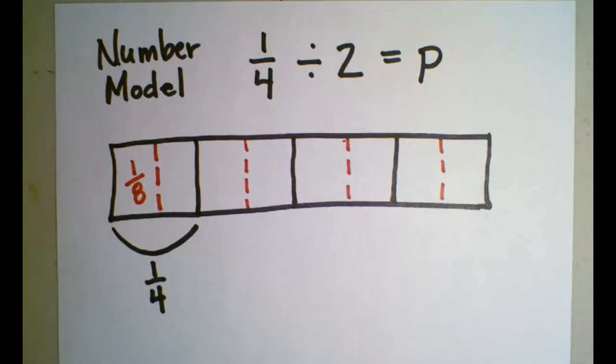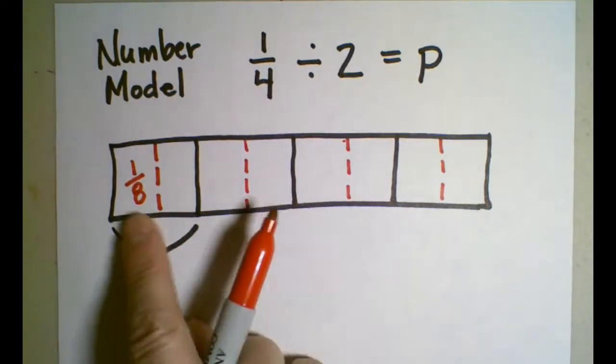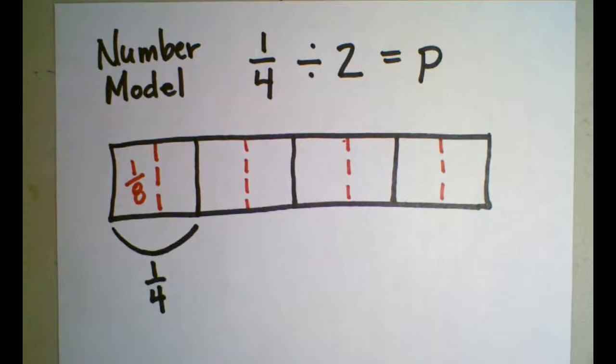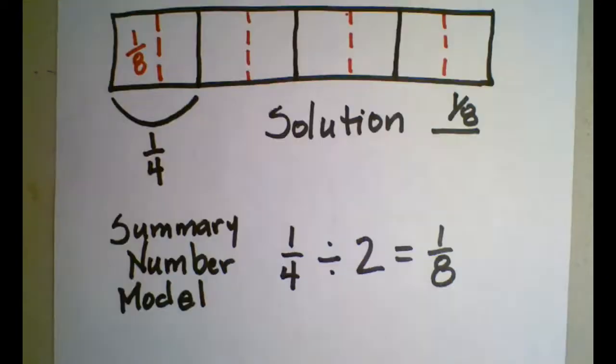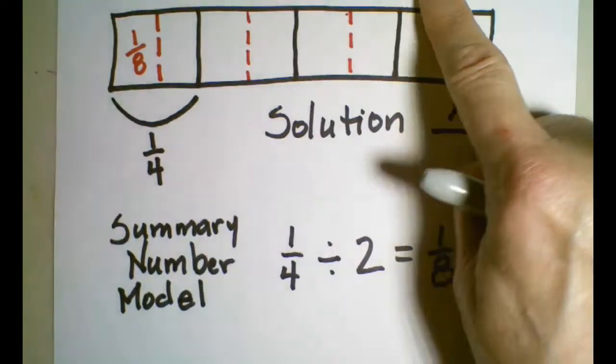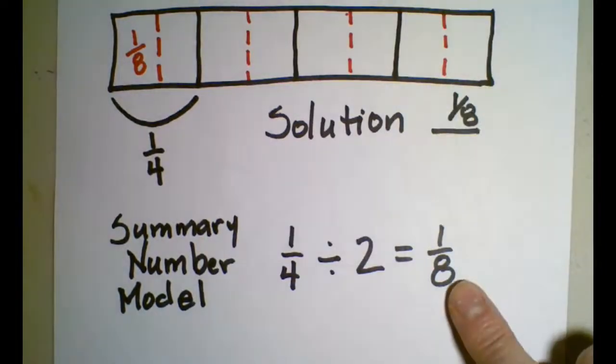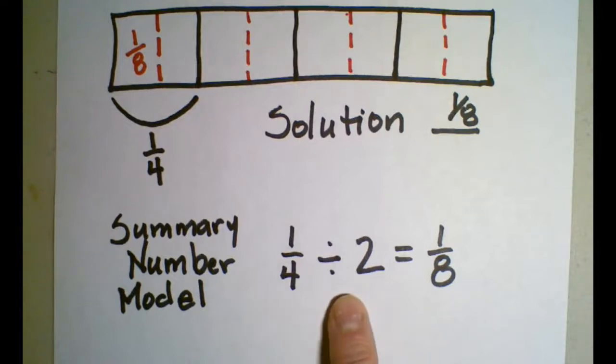So 1/4 divided by 2 equals 1/8. Each student will get 1/8 of the bar of clay. So on the line where it says solution, each student will get 1/8 of the clay stick. So here is our summary number model where we've taken out the variable now and put in our solution. 1/4 divided by 2 equals 1/8.